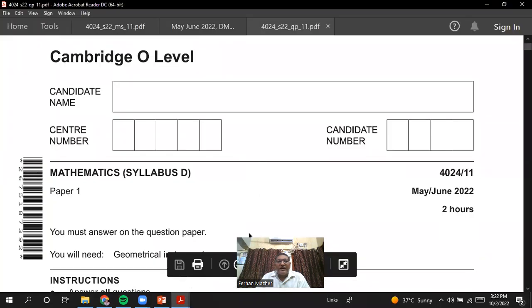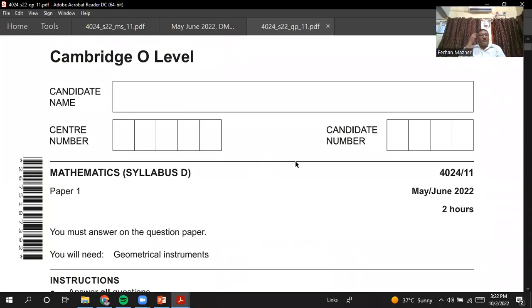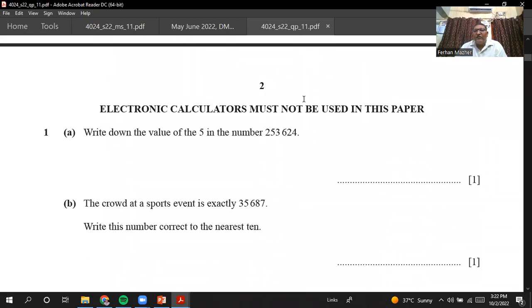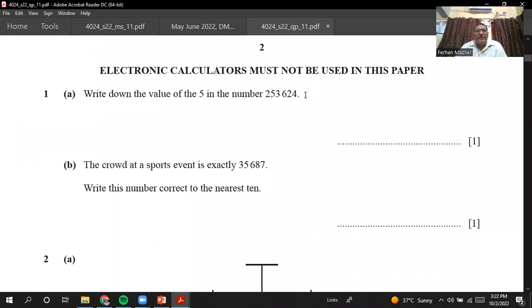The paper is showing up on your screen, and this is the May-June 2022, 1-1 paper. So let's start today's paper, and the calculator is not allowed in this paper. Write down the value of the 5 in the number 253624.